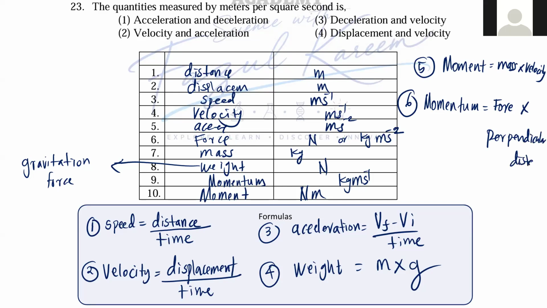So acceleration, final velocity minus initial velocity over time taken. Here you can see final, initial. Okay, VF means final velocity, VI means initial velocity. Sorry, Afsha.